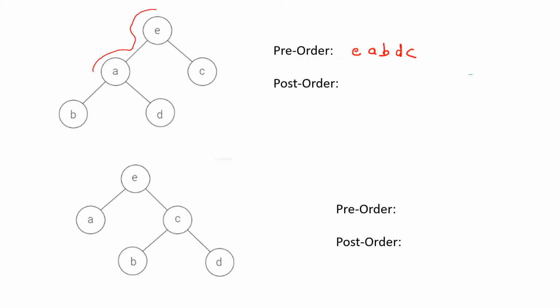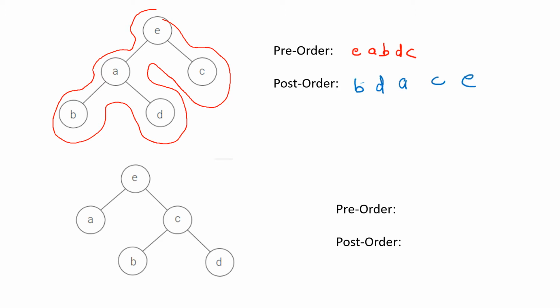E, A, B, D, C, and I'm done. Okay, now post order is this one here, and I'll go around that outline again and mention the vertex when I get to the right side of it. So start here again at the top. Finally, B, D, A, C, and E.